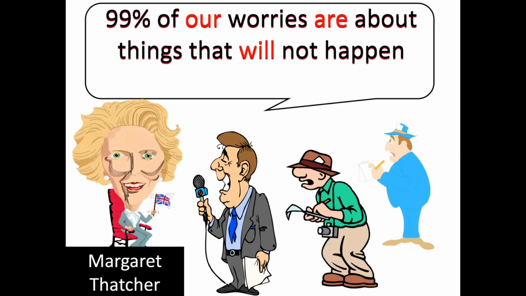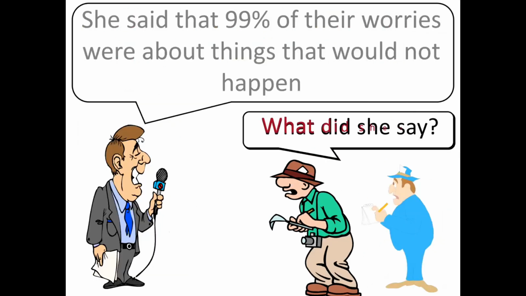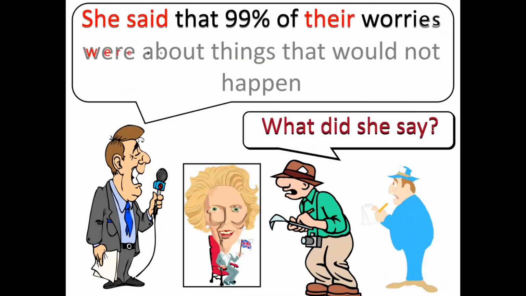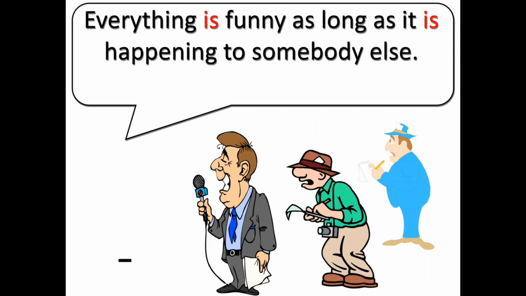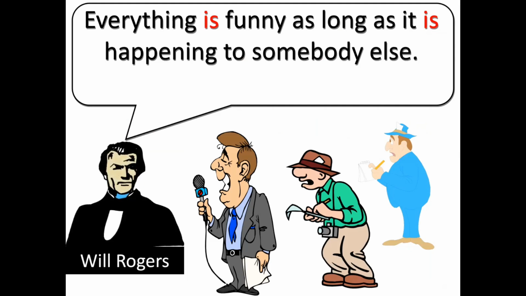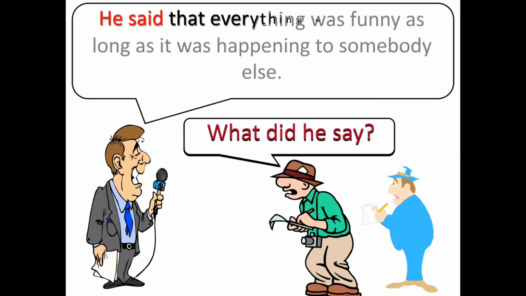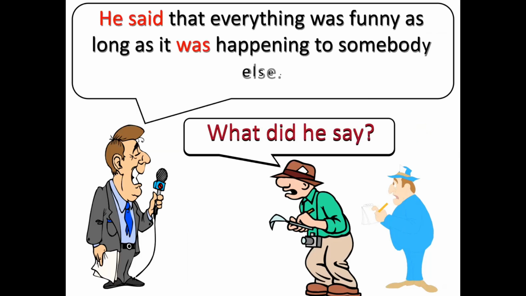99% of our worries are about things that will not happen. What did she say? She said that 99% of their problems were about things that would not happen. Everything is funny as long as it is happening to someone else. What did he say? He said that everything was funny as long as it was happening to someone else.